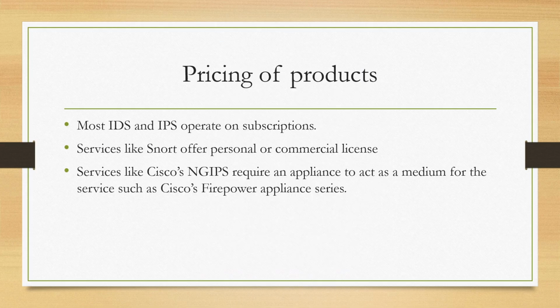Okay, and here we have the pricing of products. With most IDS and IPS, they will tend to be offered on a subscription-based service. In terms of something like Snort, they offer personal and commercial licenses. A personal license would run you around $30 a year, while their commercial license would be $400 a year. It all just depends on what network is being operated on.